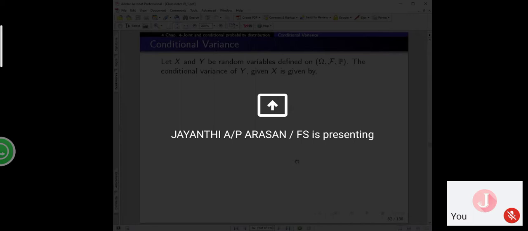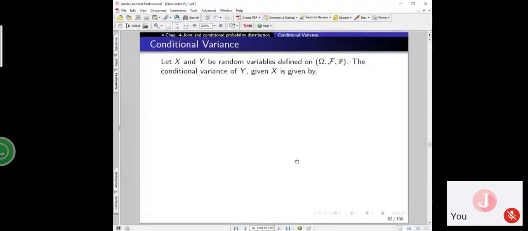So let x and y be random variables. Dah keluar ke dekat skrin kamu? Dah. Keluar dah. Kalau komputer laju cepat, kalau komputer perlahan lambat. Okay, so let x and y be random variables defined on your this triplet, your sample space, sigma algebra and your probability measure. The conditional variance of y given x is given by this formula.